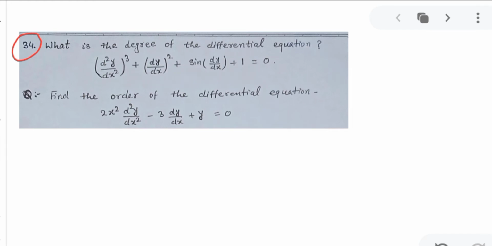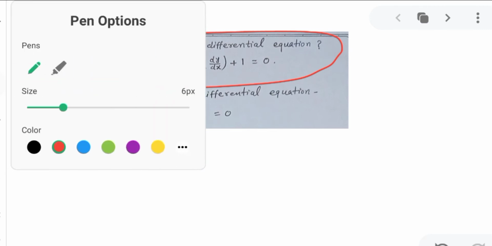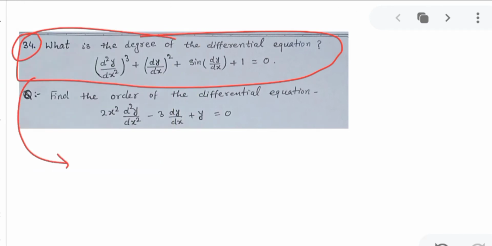So how to find the degree? Question number 34, we have to find the degree. First I will tell the order. The order question can also be asked. Here the question is asking degree, but I will tell you order and degree both.